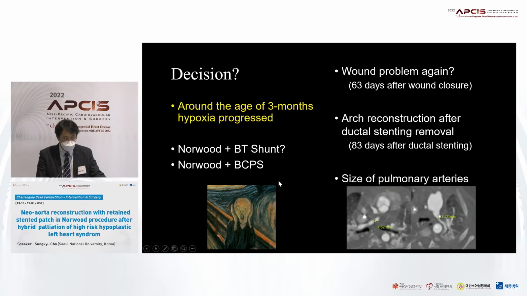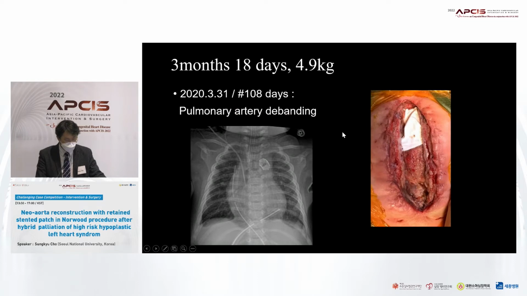But we were concerned about the wound problem once again, and about how to reconstruct the arch after ductal stent removal, and the small pulmonary artery size. So I did pulmonary artery debanding at the age of 3 months, 18 days. As I expected, the wound was not good, but fortunately we could do primary closure, and there was no more wound problem.